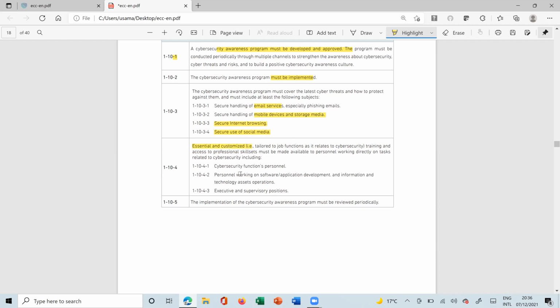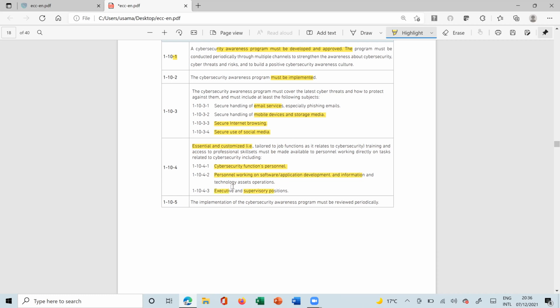Also, you have to provide essential and customized training sessions for these people who are working on software development and information, and supervisors.